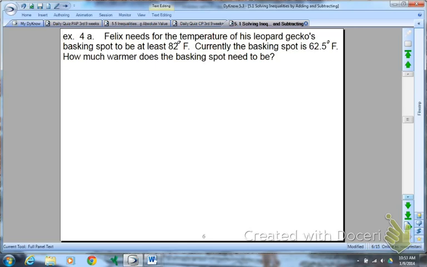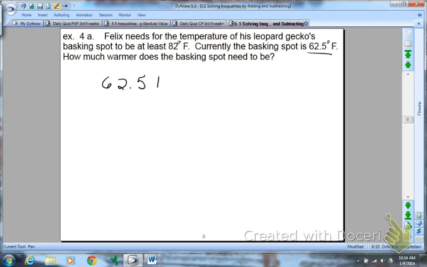Okay, example 4A. Felix needs for the temperature of his leopard gecko's basking spot to be at least 82 degrees Fahrenheit. Currently, the basking spot is 62.5 degrees Fahrenheit. How much warmer does the basking spot need to be? Okay, how would we write this? First, right now, it's at 62.5.